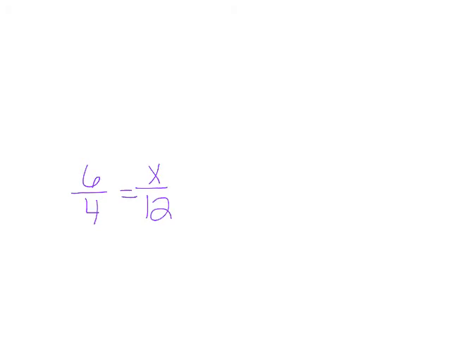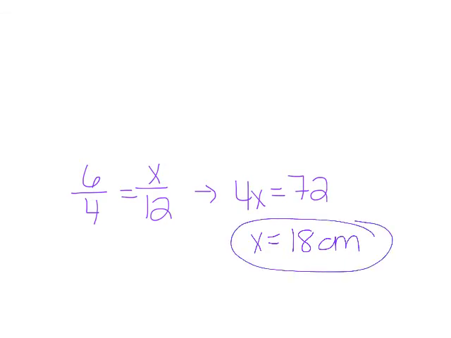If I decide to put this first side on top as my numerator, then I need to put its corresponding side also on top. And the corresponding side to BC is EF. So that's why x is on top. And when I solve this, I'm going to cross multiply. So I'm going to get that 4x equals 72. And when I solve for x, 72 divided by 4 equals 18. So I'm going to get 18 centimeters is the side for EF.